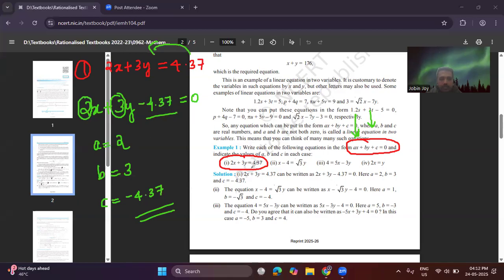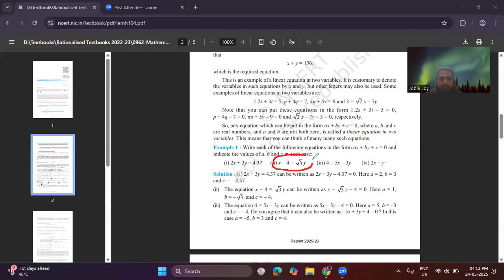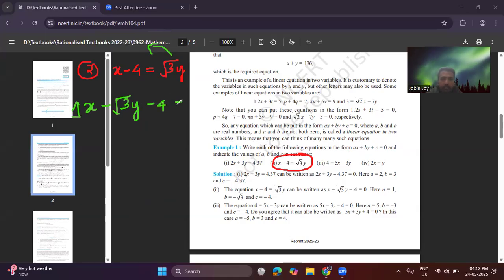Second equation, x minus 4 equals root 3y. So first term is x term. So x means 1x. Okay, 1x. Then shift the y term to the left side. That means x minus root 3y minus 4 equal to 0.